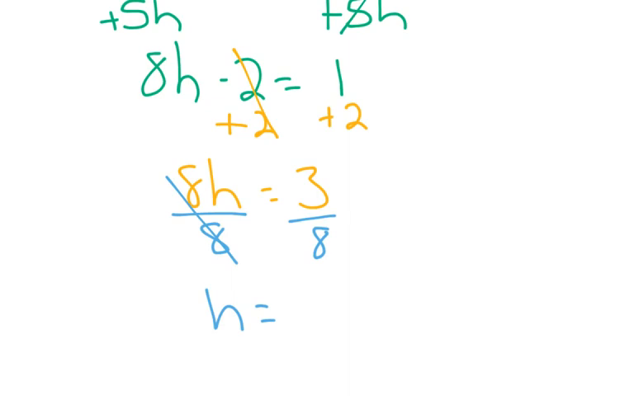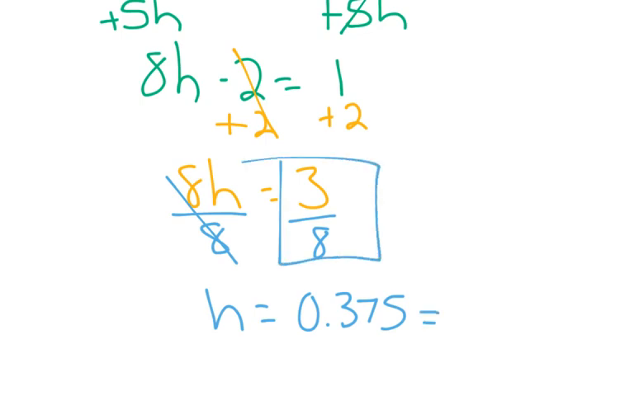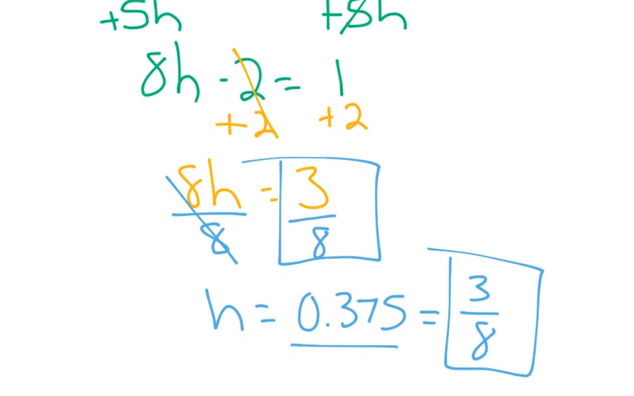3 over 8. 3 divided by 8 is not a very good number. It's a decent decimal. It's 3 decimal places. If you want to write it as 0.375, that's perfectly fine. However, go ahead and leave it as a fraction. Leave it as 3/8. I much prefer this over the decimal.